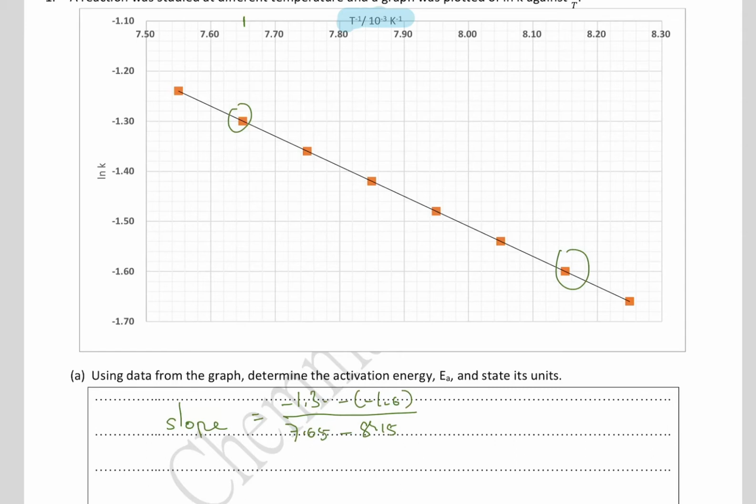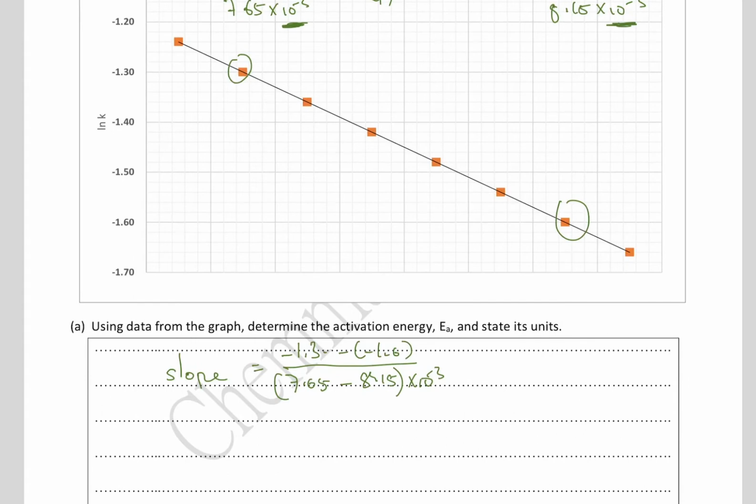1 over T technically should be a really small number, because temperature in Kelvin should be so high, even 25 degrees is 298 Kelvin. So in Kelvin, it should be at least 300, 400 or maybe even higher. So 1 over T, reversely, should be a really small number. But then why is it 7 or 8 here? The main point is that here it is not 7.65, it's 7.65 times 10 to the minus 3. And here it is 8.15 times 10 to the minus 3. So there is an important trap. They may put the 10 to the minus 3 on the axis. That means the real change in x should be like that.